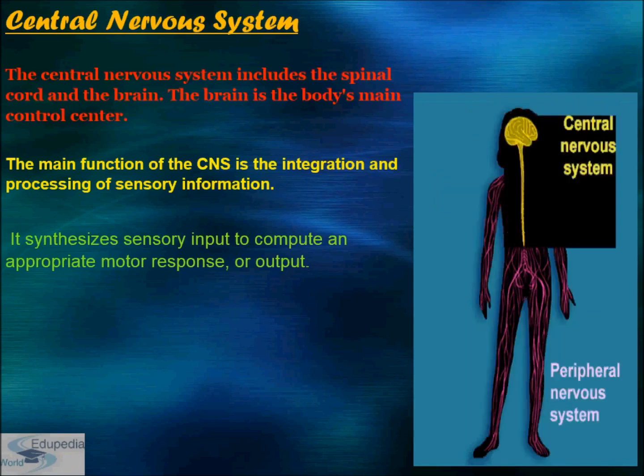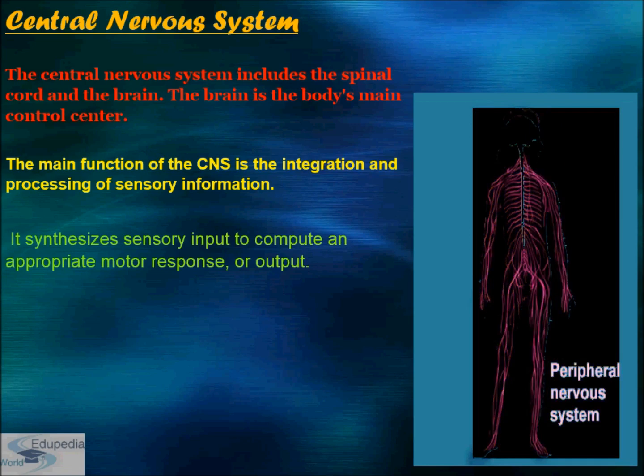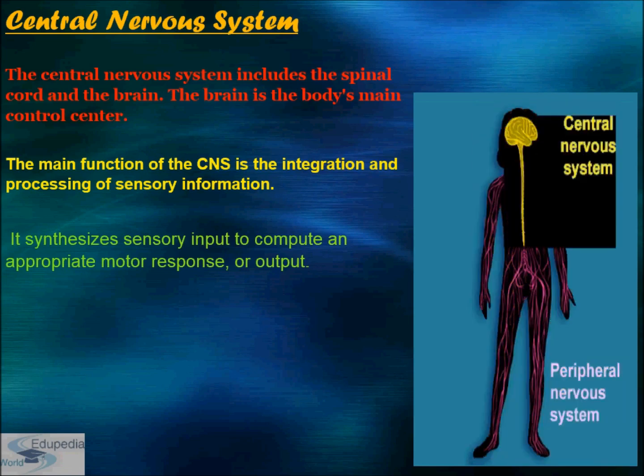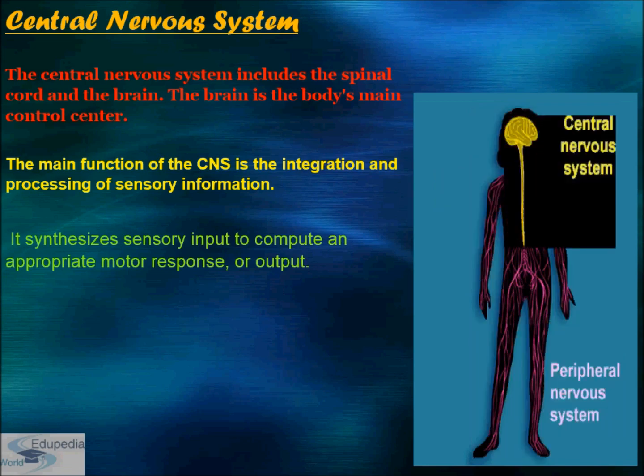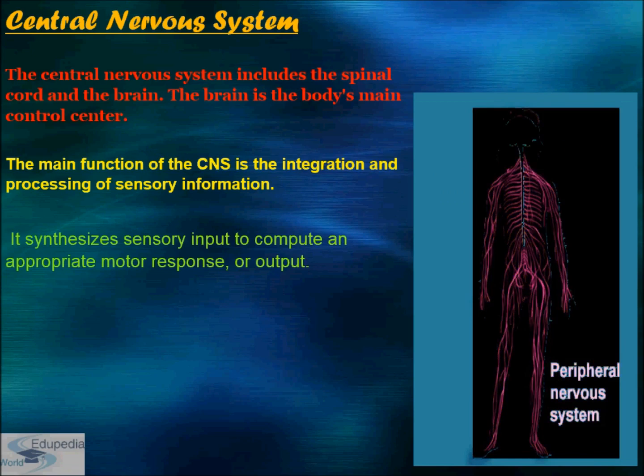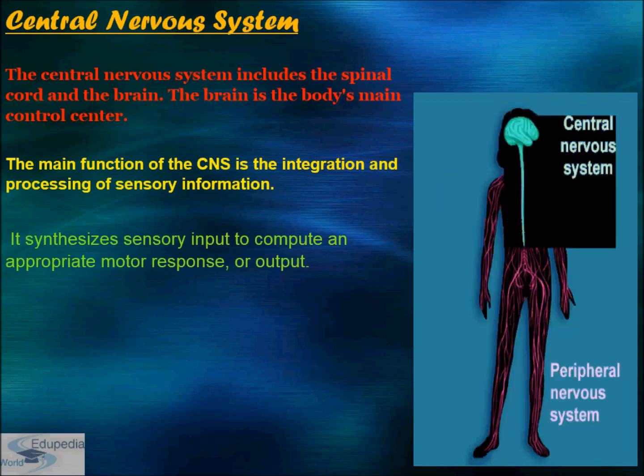The brain is the body's main control center, or you can say that it is the boss of your human body. The main function of the CNS is integration and processing of sensory information. That means it integrates the information and then it processes the sensory information.